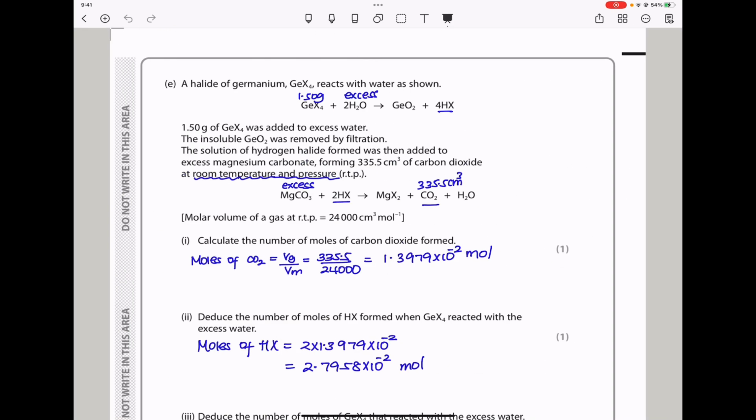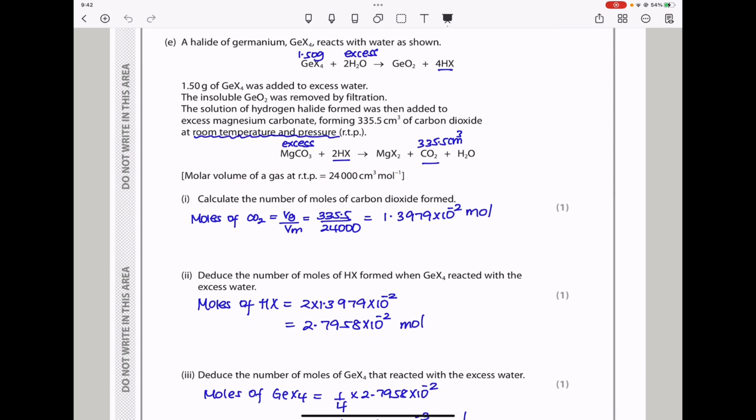Moving on. Here they say, a halide of germanium, which is that, reacts with water as shown. 1.50 grams of this compound was added to excess water. So you can see here I wrote this is excess and this is the mass added. The insoluble compound formed was removed by filtration. The solution of hydrogen halide formed was then added to excess magnesium carbonate, forming this volume. Now this solution here is exactly this solution. It was reacted with excess magnesium carbonate, and the volume of CO2 produced, you can see, is that at room temperature and pressure, meaning we can use number of moles is volume of gas divided by molar volume. They've also given us the molar gas volume.